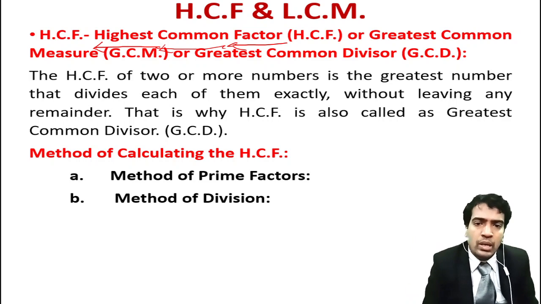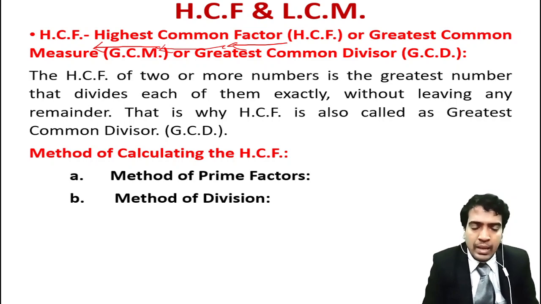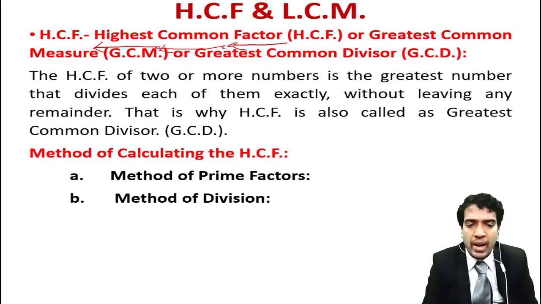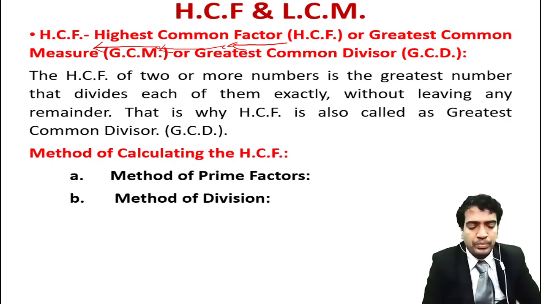It is also called the greatest common measure or the greatest common divisor. So these are the other terms used for H.C.F. Now there are two methods of calculating the H.C.F. One is called the method of prime factors. The other one is called the method of division. We'll look into them.